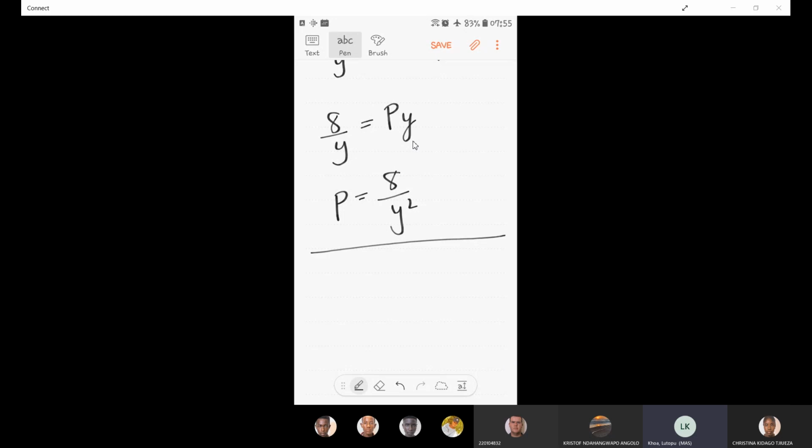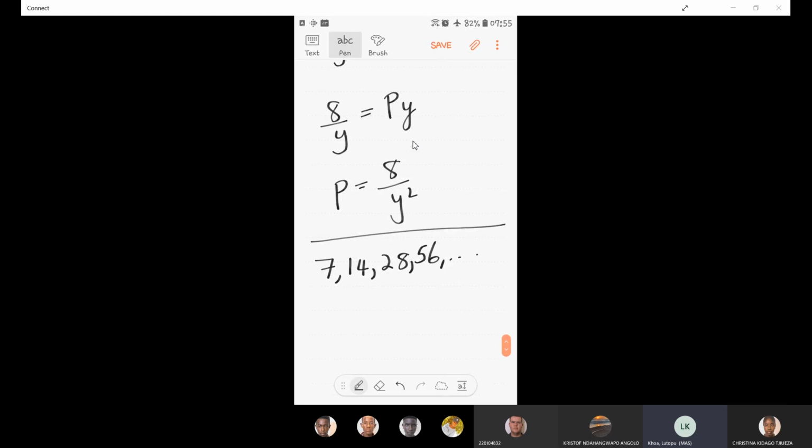And number 4, we are told that we have a geometric progression. We have 7, 14, 28, 56, and so on. And then later on in the progression, we have this number 458,752. Okay, so this number 458,752 appears somewhere later on in the progression. Now we want to find out what number it is in the progression.